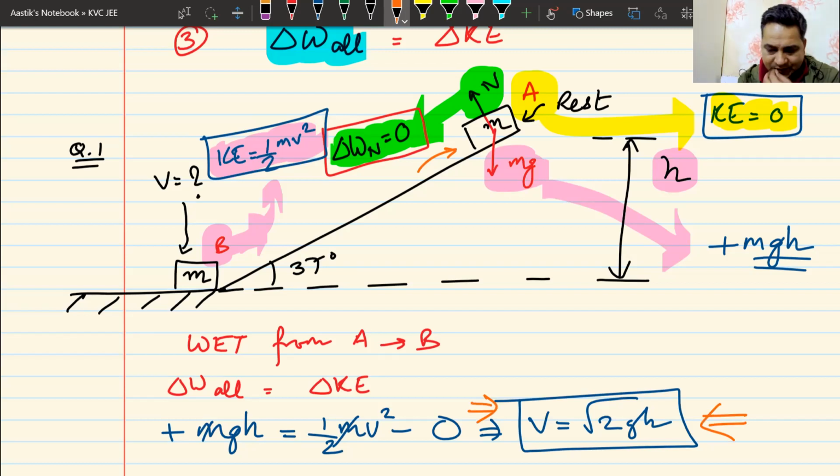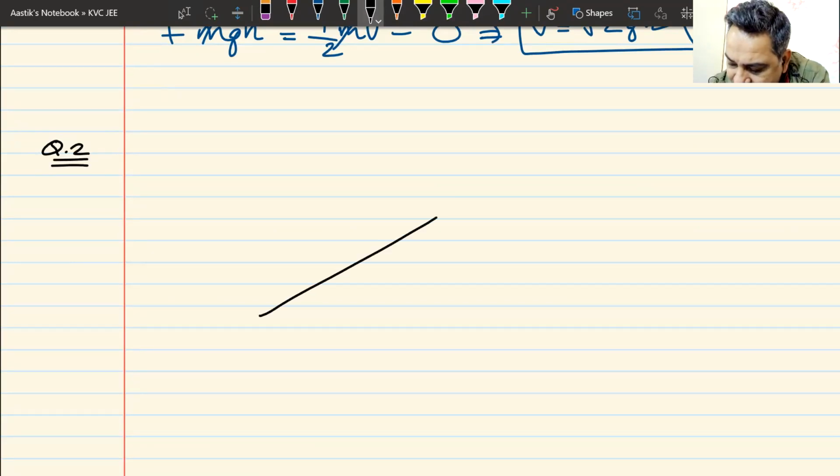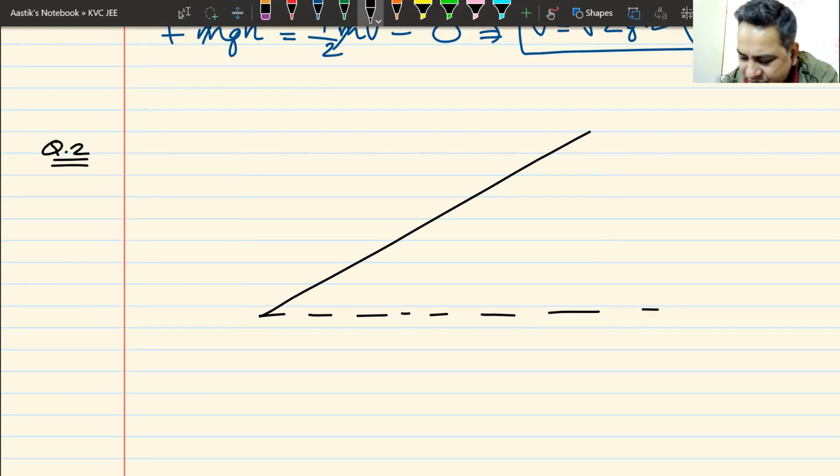Now let us make this question somewhat different. By making it different, I'm just changing the scenario and bringing some other force into the picture. That should not make much of a difference to the entire question. So now I put the question like this. Question number 2. It is a similar question, just put in a different way. You don't have to worry much about it.